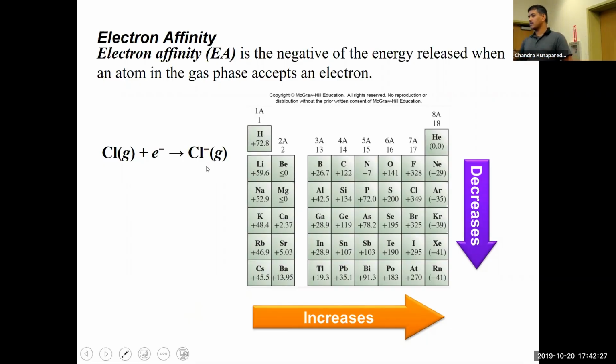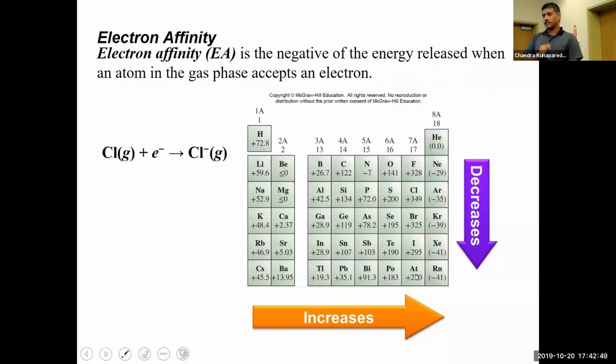Here, these are the values. Let's find if there is any trend. Obviously there is going to be a trend. Here it is showing that from left to right, electron affinity values are increasing. From top to bottom, electron affinity values are decreasing.